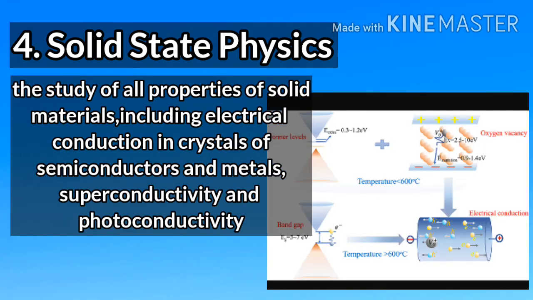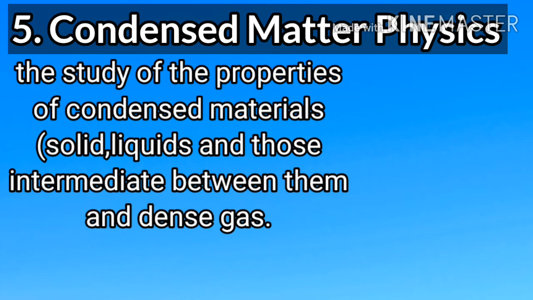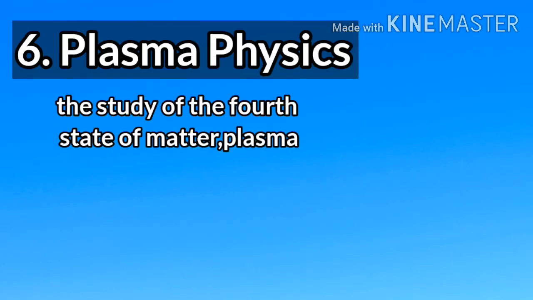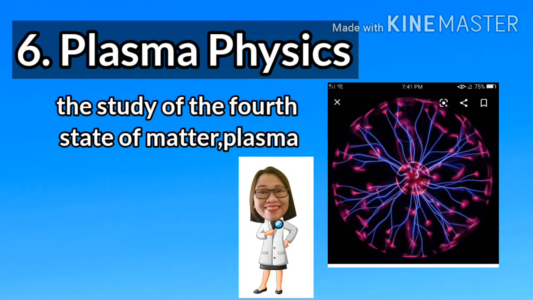Solid-state physics is the study of all properties of solid materials, including electrical conduction in crystals, of semiconductors and metals, superconductivity, and photoconductivity. It also has direct applications, for example, in the technology of transistors and semiconductors. Condensed matter physics is the study of the properties of condensed materials such as solid, liquid, and those intermediate between them and dense gas. Plasma physics is the study of the fourth state of matter, which is plasma.